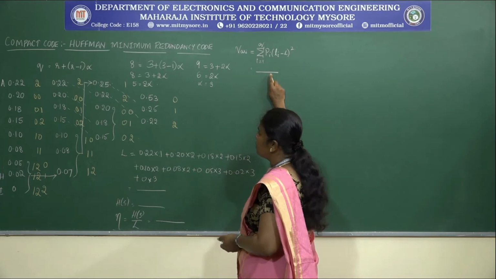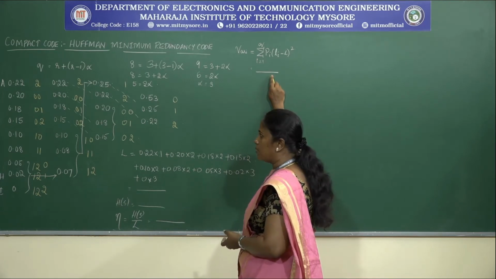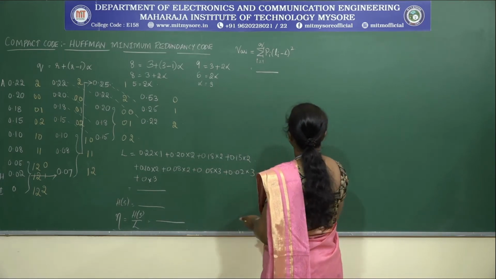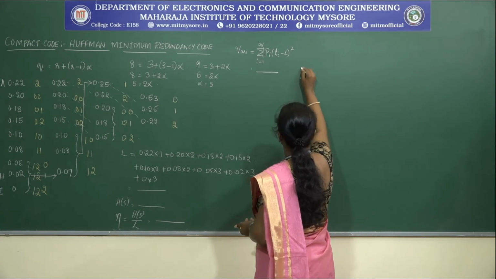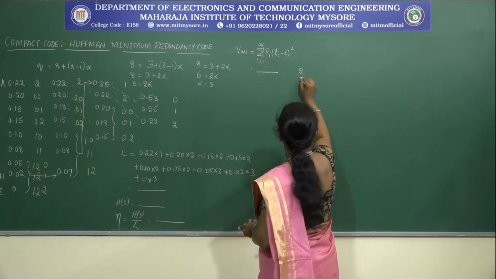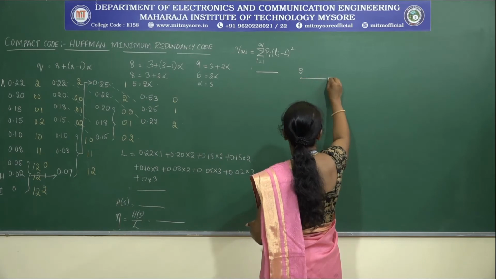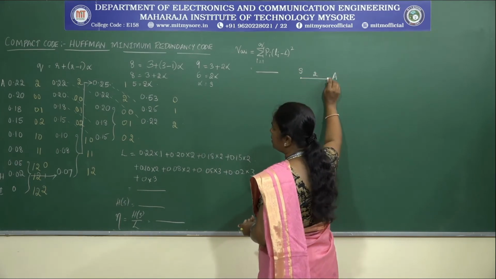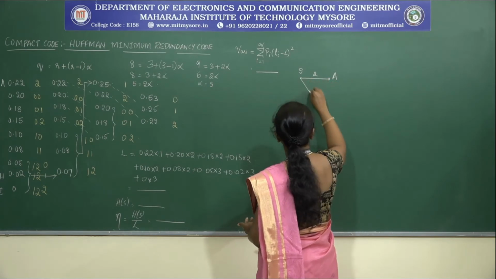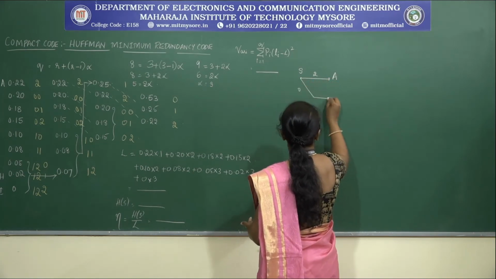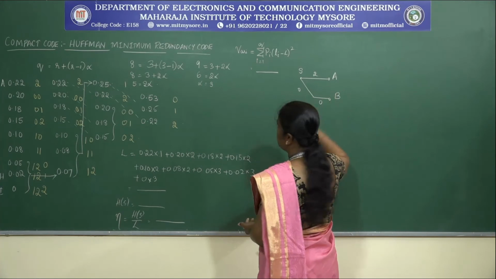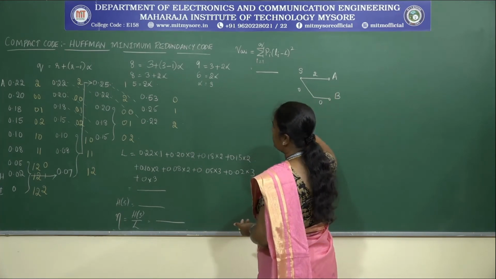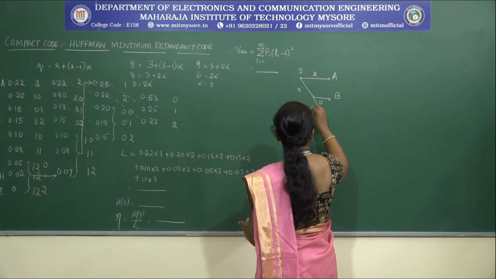Once you find this, you also need to draw the code tree. How we are going to draw the code tree is, this is your source symbol. What is the first source symbol we have? It is 2. This is with respect to symbol A. Then we have 0, 0. This is for B. Then we have 0, 1.